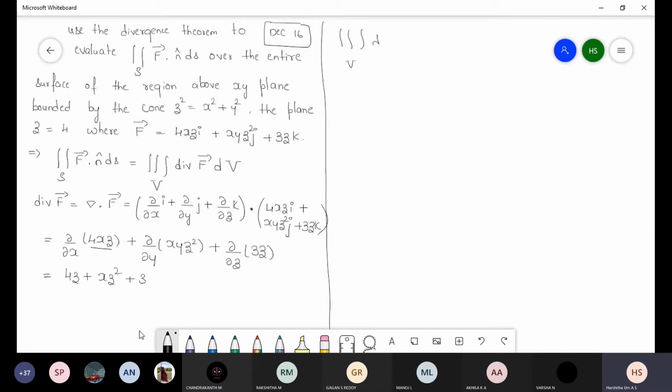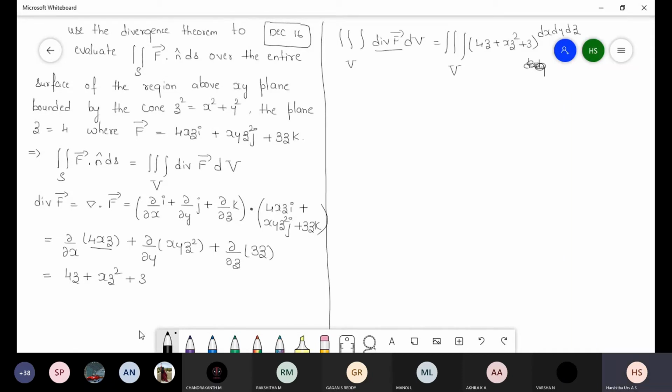Next, now apply this in the RHS side. So divergence of vector F dV is equal to the triple integral over the volume V. In the place of divergence of vector F, we write 4z plus xz square plus 3, and in the place of dV, we write dx dy dz.